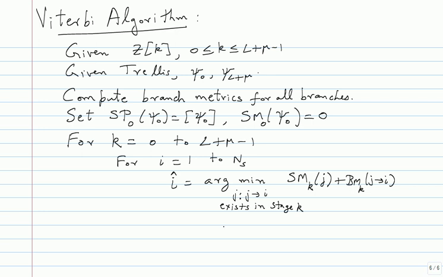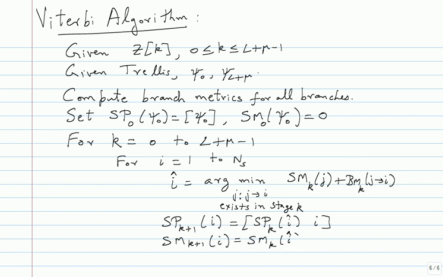Among the previous states, find that state which gave me the least weight transition into this stage. I do that, and then I update my SP k plus 1 of i as SP k of i hat and then i. It is also possible to do SM k plus 1. So SM k plus 1 of i would be SM k of i hat, it's very easy, plus BM k of i hat to i.